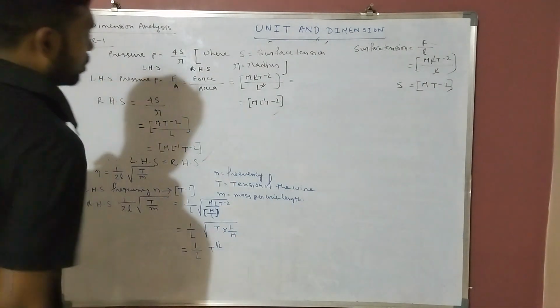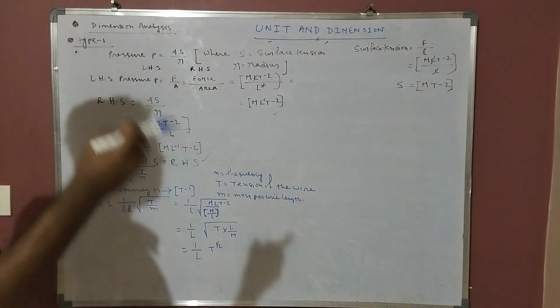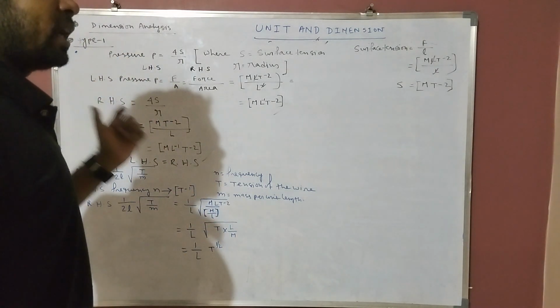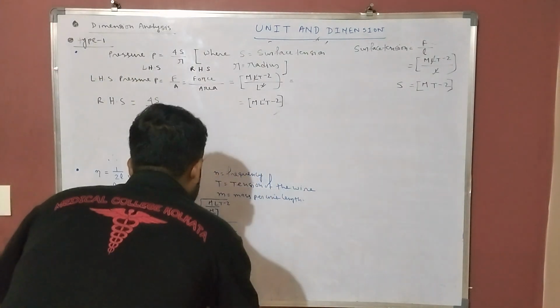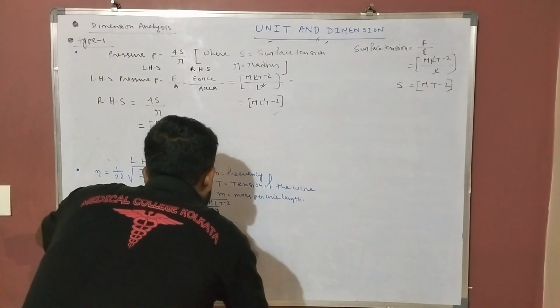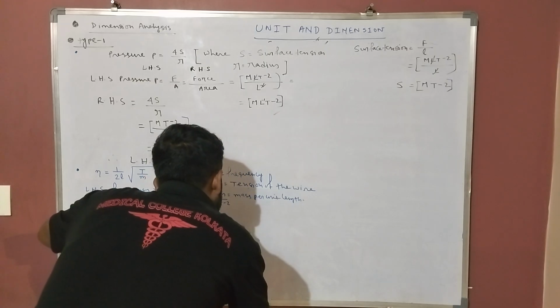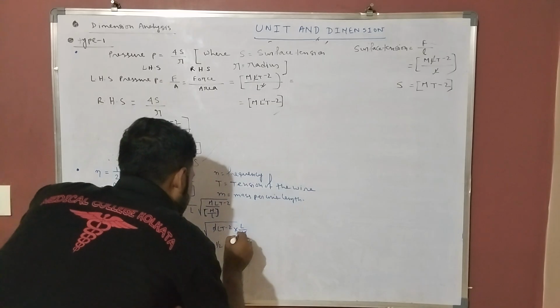T is not time period. T is tension of the wire. Tension means one type of force. So the dimension of tension will be the dimension of force, M L T to the power minus 2, divided by M by L. So M L T to the power minus 2 into L by M. This M cancels.